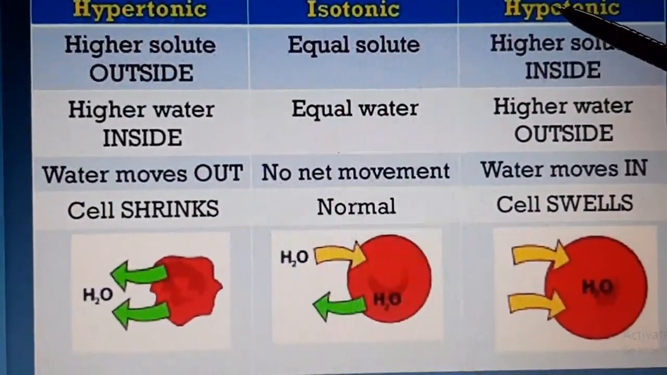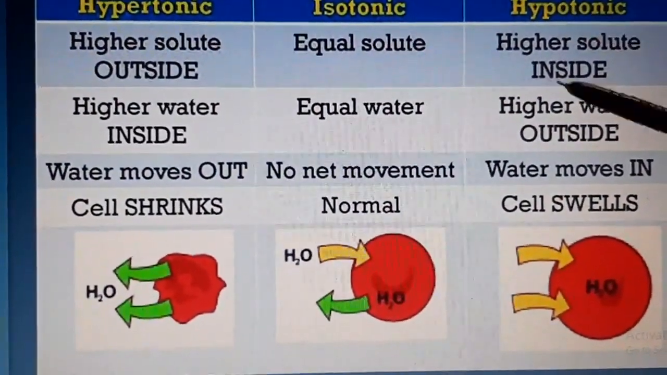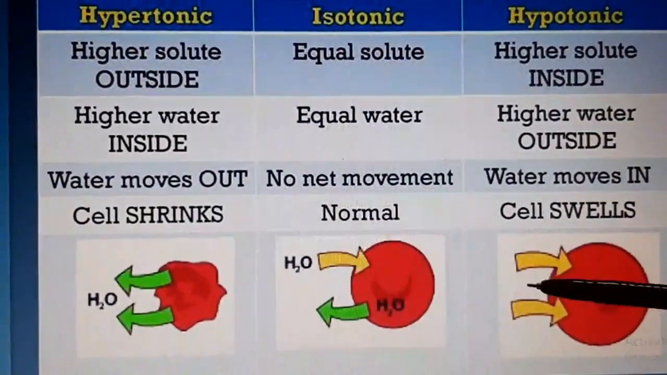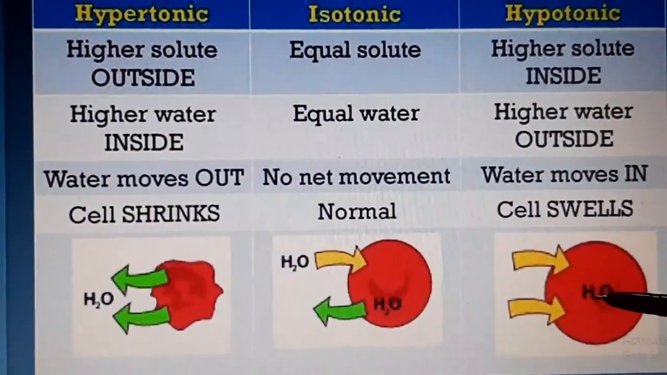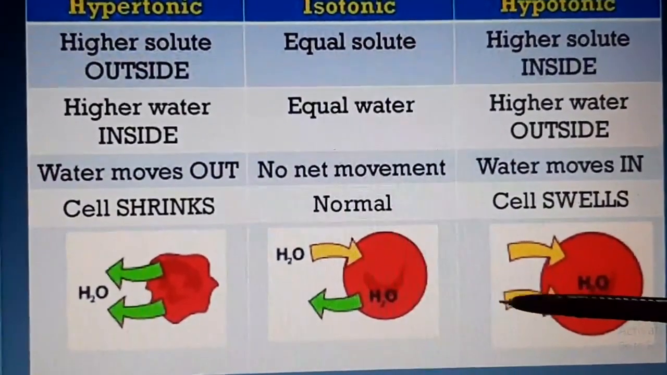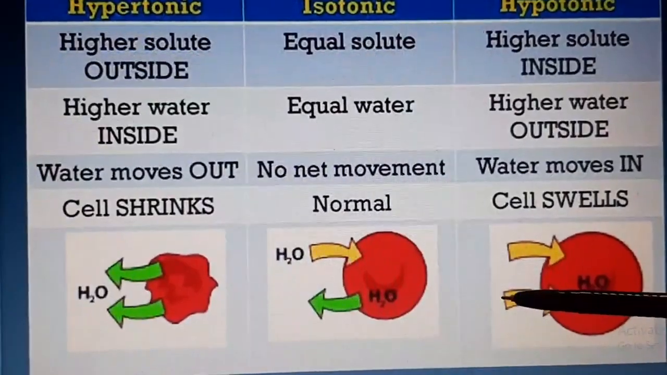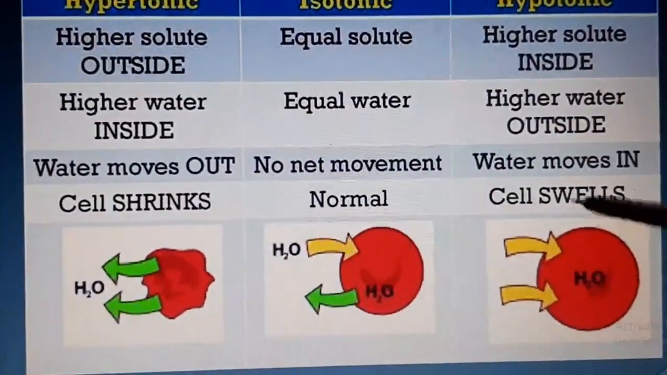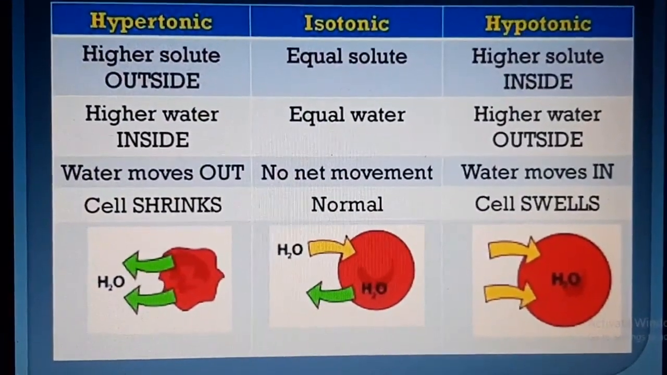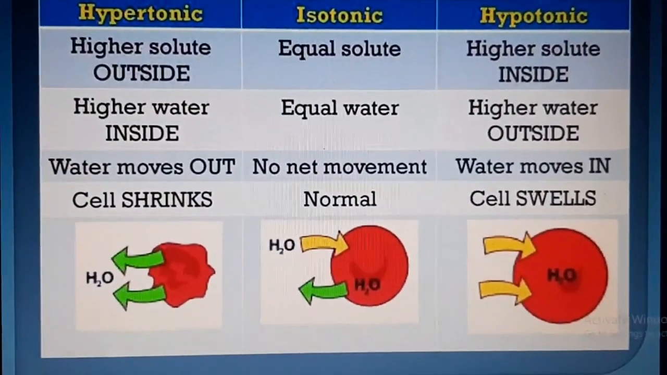Hypo means less. There will be less concentration of water inside the cell and high will be outside. So high to low. So water moves from outside to inside. So cell will swell. So is it clear about hypertonic solution, isotonic solution and hypotonic solution?